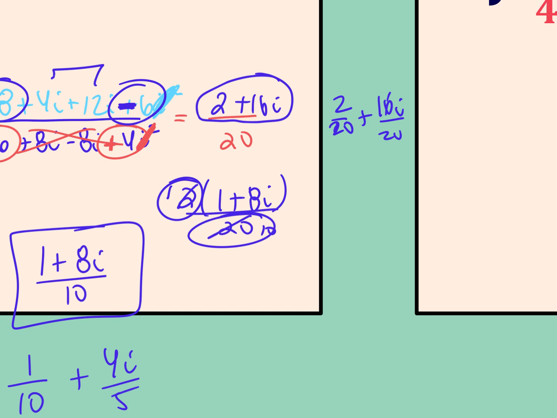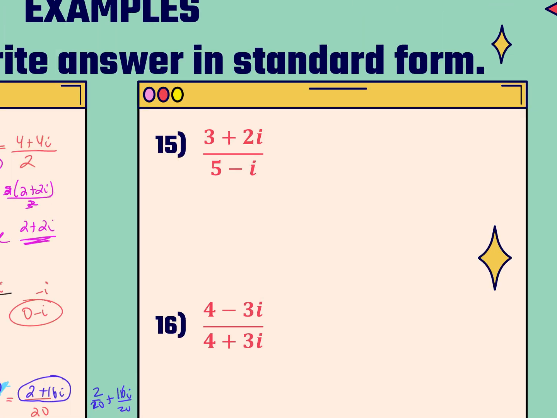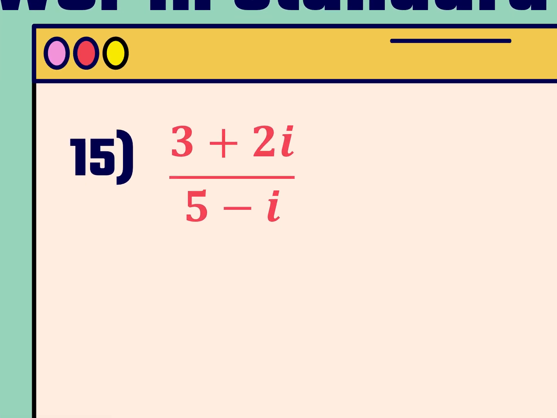Yeah. You said the 1 over 10 plus 4i over 5 is fine. Yeah. Okay. All right, let's do the last two and then we're done. Where does the problem lie here? Where's the issue? In the denominator.